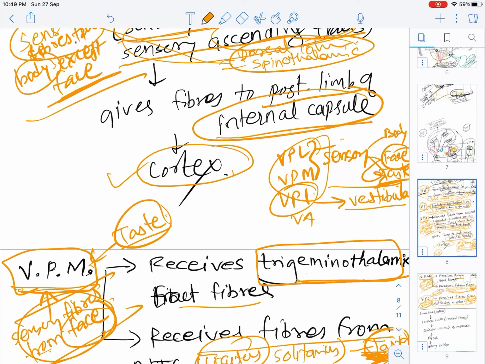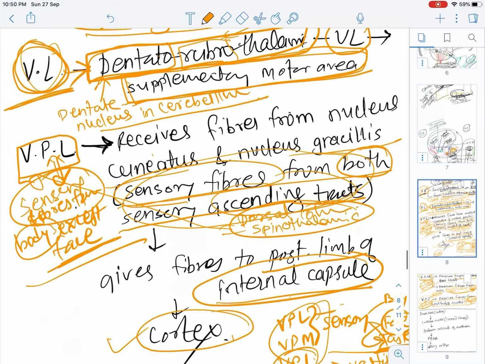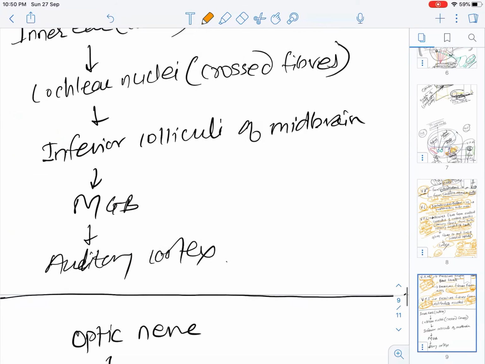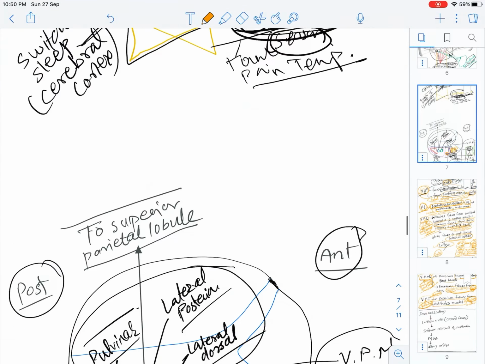Okay, for ventro anterior we remembered the word basal ganglia, because whatever fibers come, they come from the basal ganglia. And then for ventrolateral we have remembered dentatorubrothalamic. Okay, so this was the short revision of ventral nuclei of the thalamus.